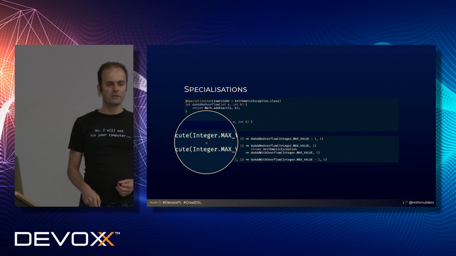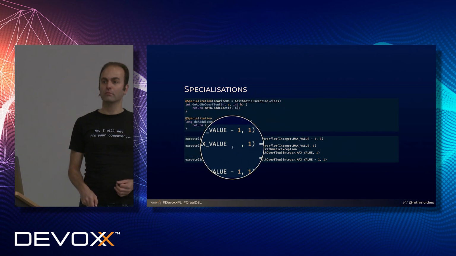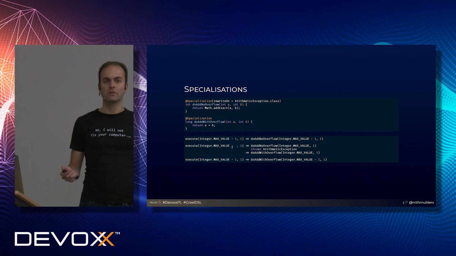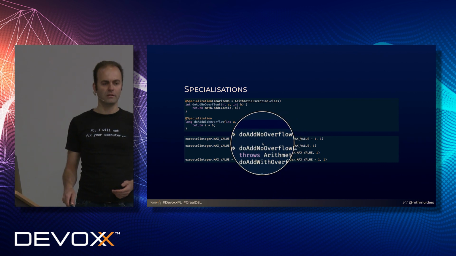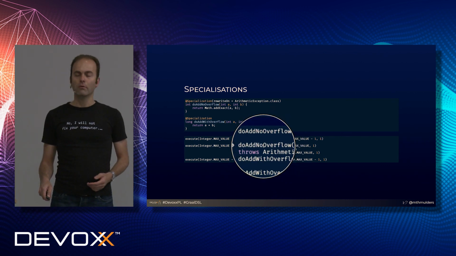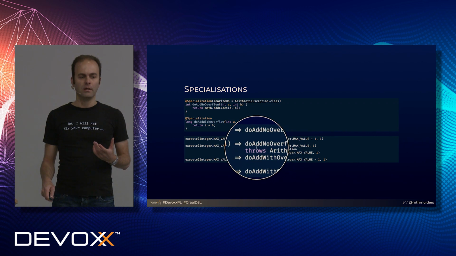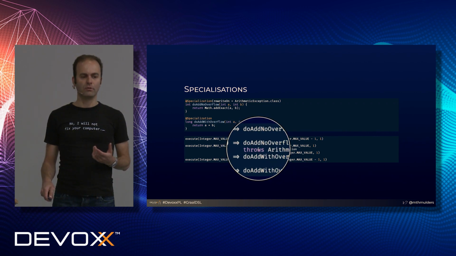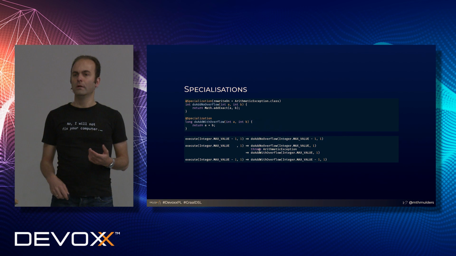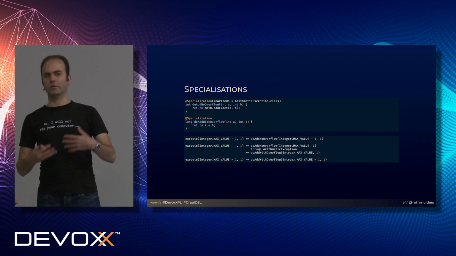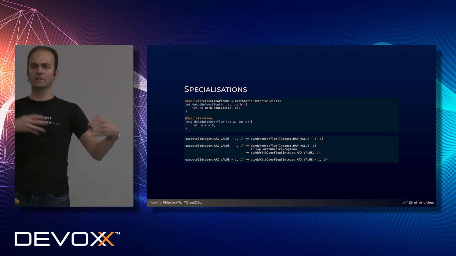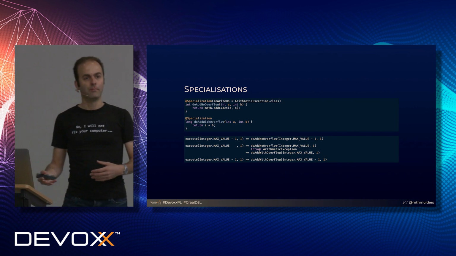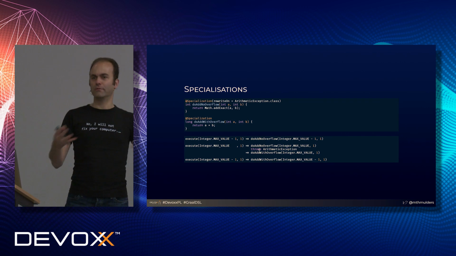Now, if we want to add max value with the value of 1, this would overflow. This would not fit inside an integer. What happens? First, we invoke do add no overflow, which throws an arithmetic exception. And then the other specialization gets invoked, do add with overflow. Do add with overflow is more expensive because it needs to cast the result back into a long, which is bigger, etc., etc. But at least it works and it doesn't throw exceptions.